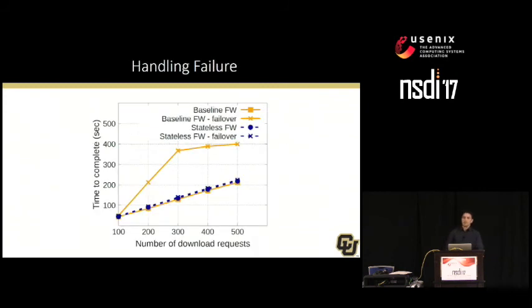And finally, failure. We submitted 500 HTTP requests to download through the stateless and baseline firewalls and induced failure. Once the controller detects the network function failure, it redirects the traffic to a backup instance. As we can see, stateless had perfect time to complete, matching the case where there was no failure. And the traditional baseline firewall has a much longer time to complete. Details are all in the paper.